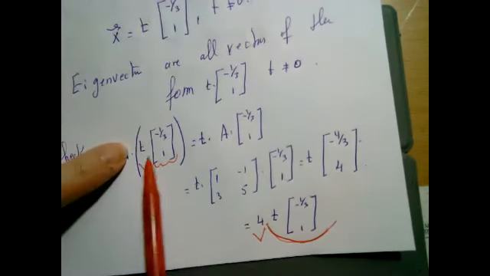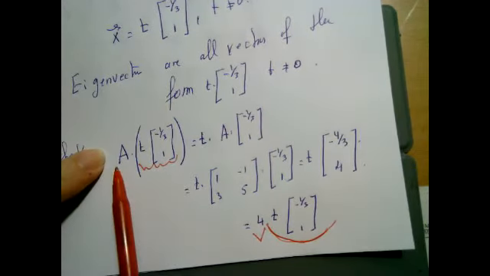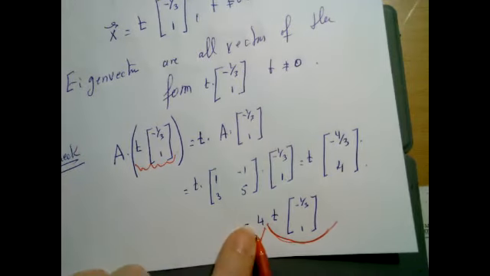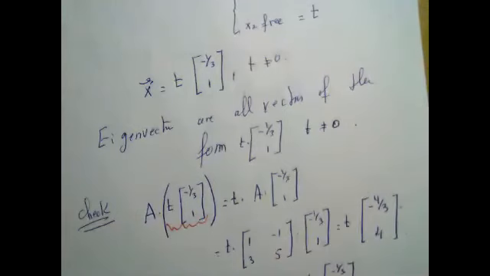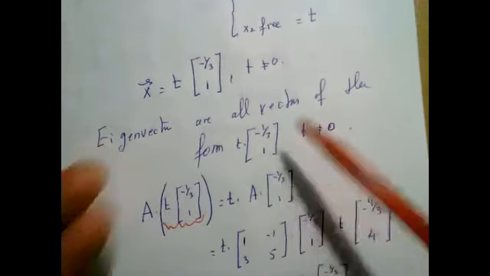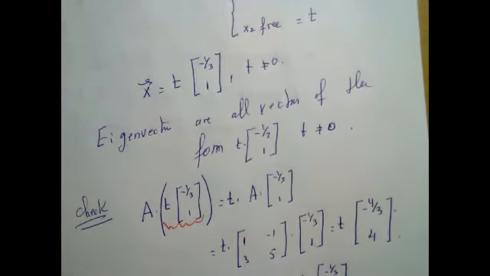So if I take any vector of this form, what A will do to it is stretch it by a factor of 4. It's 4 times this vector. This is how we check that our answers really make sense. Are they correct? All right, so I definitely stop at this stage.